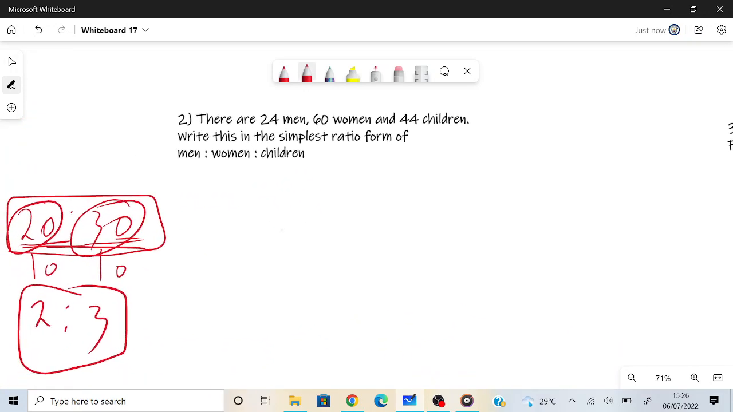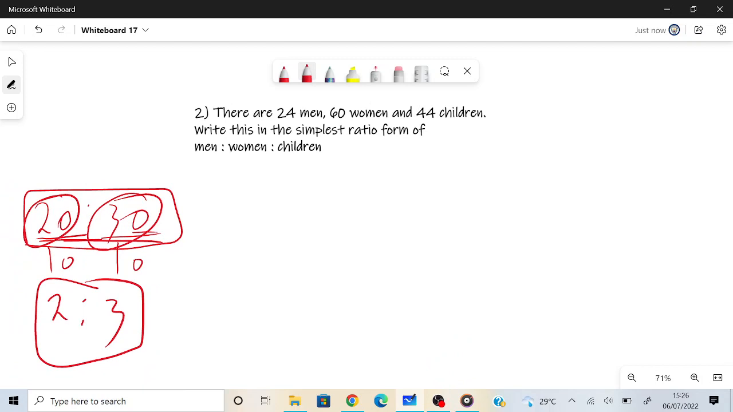On to the next example. This one says there are 24 men, 60 women, and 44 children. Okay, good to know. Write this in the simplest ratio form of men to women to children.